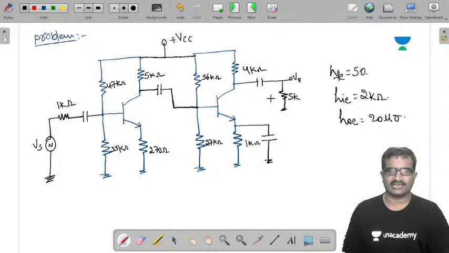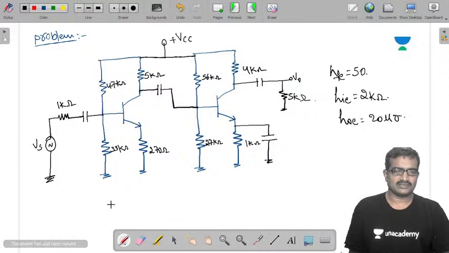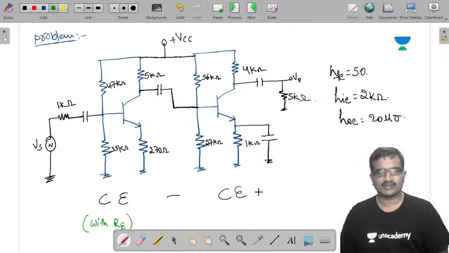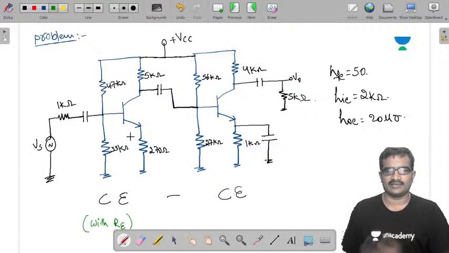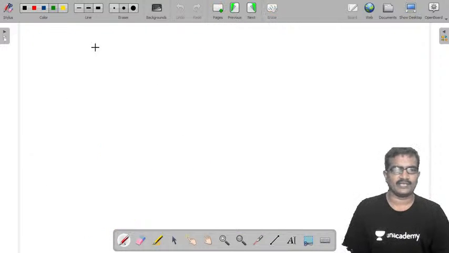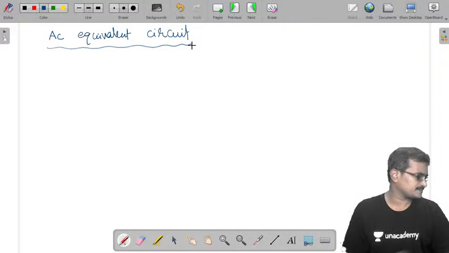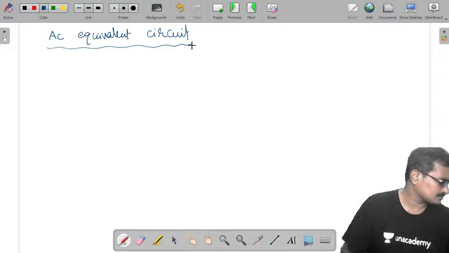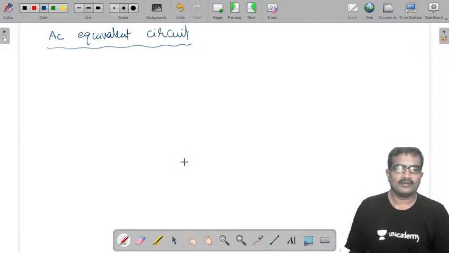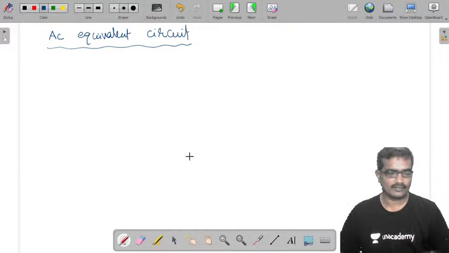Now see this, it is 4K parallel with 5K. Now this is a CE followed by CE. This is a CE with RE, so whatever values we use for CE with RE, you can use those values for this. I'm going to start the analysis, and first I'm taking the AC equivalent circuit of this. Now, the AC equivalent circuit.